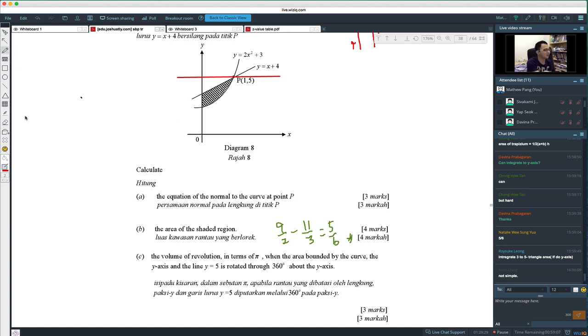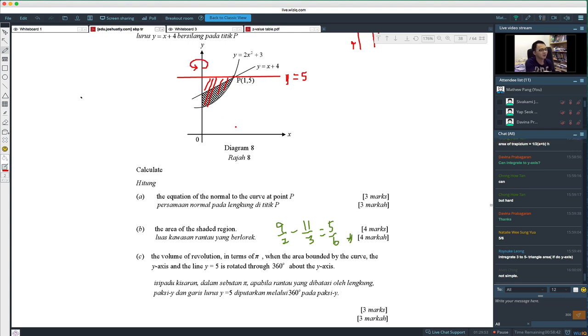So the question, we will read again: the area enclosed by the curve, the x-axis, and the line y equals 5. Basically, what the question says is this area. So the question says this area will rotate about the y-axis 360 degrees. I'm going to rotate 360 degrees here. Then I will form a volume, definitely.